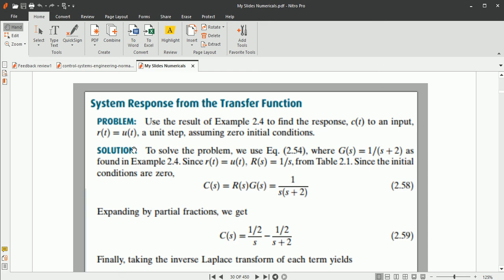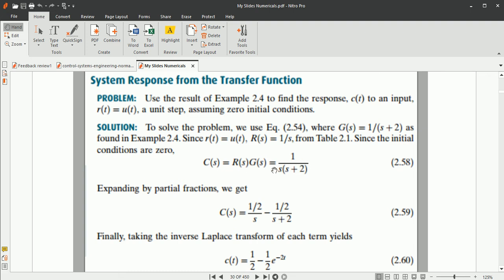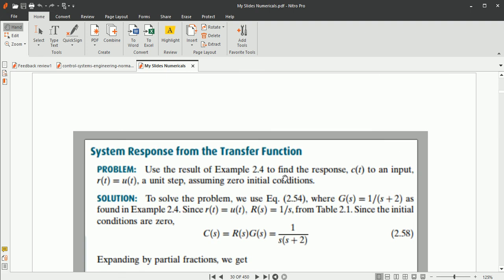Why 1 over s? It's a step input. If you had an impulse input delta, you would write 1. If you have u of t, you would write 1 over s. If you have a ramp like t into u of t, you will write 1 over s square. You must remember and memorize this from the table. And if you have a parabolic input, then you have 1 over s cube. So R of s into G of s: R of s is 1 over s and 1 over s plus 2 comes from here.